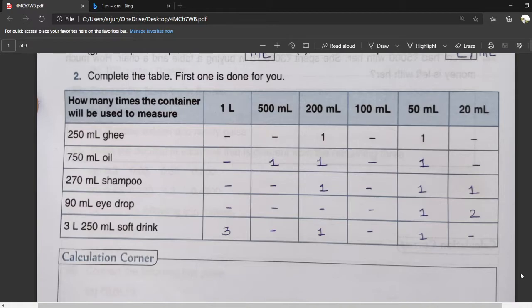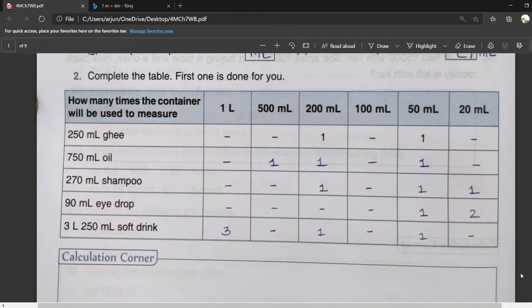Now, what we have to do, for example, if we have to store 250 ml of ghee, so what do we need? We need 1 liter or 500 ml, or we need 200 ml and 50 ml, right? We can't use a 1 liter container for storing 250 ml of ghee. It will be a waste of resources. If we use one 200 ml container and one 50 ml container, the whole ghee will be held without any wastage of resources, right?